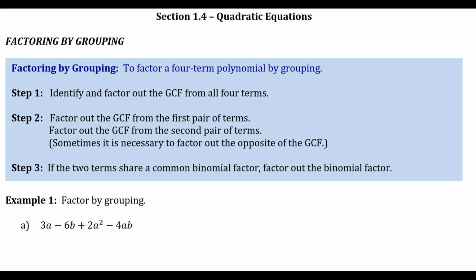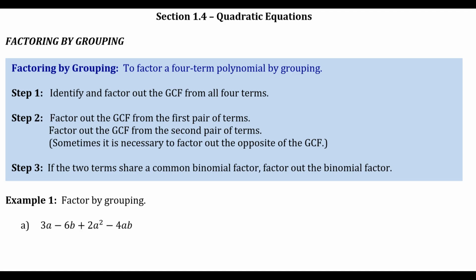So we're going to talk about how to factor trinomials. At first, we're going to talk about factoring four-term polynomials. What I mean by four terms, it just has 1, 2, 3, 4 terms. And this method is called factor by grouping.